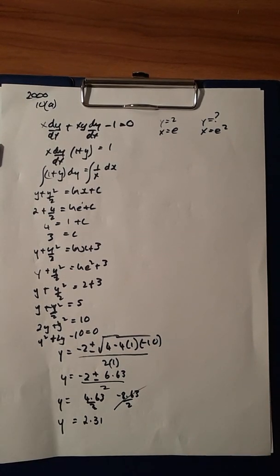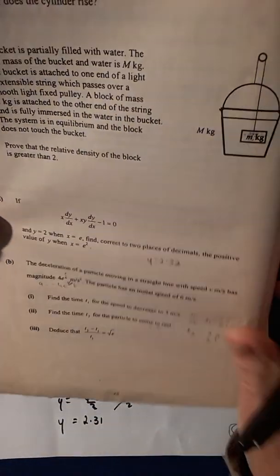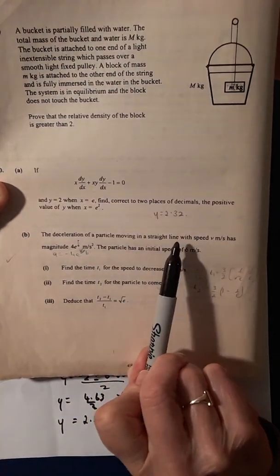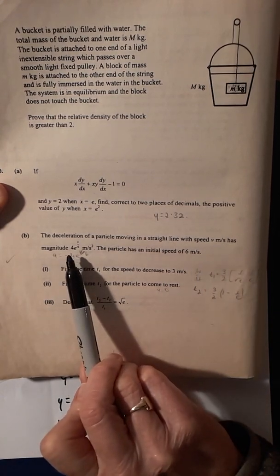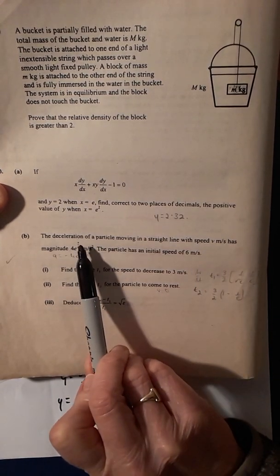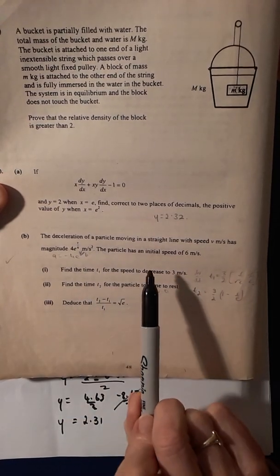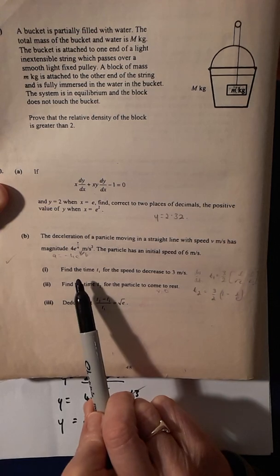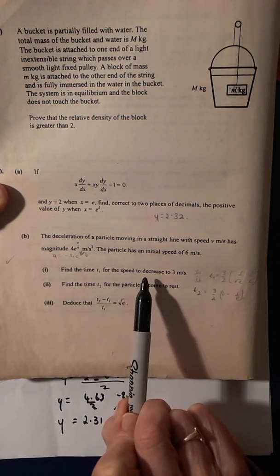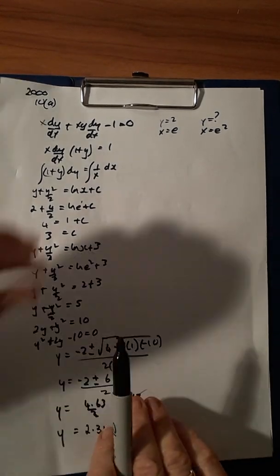Now, the second part of the question, part B. We've got the deceleration of a particle moving in a straight line with a speed of v, which has a magnitude of 4e to the power of v over 6. The particle has an initial speed of 6. You've got to find the time for the speed to decrease to 3. Okay, so let's start this off.